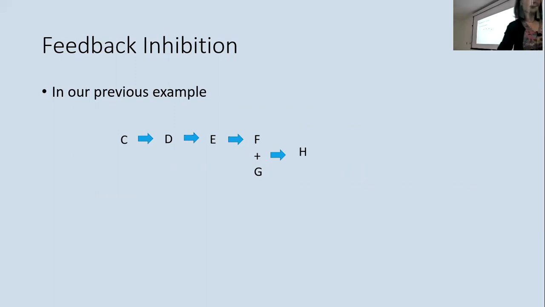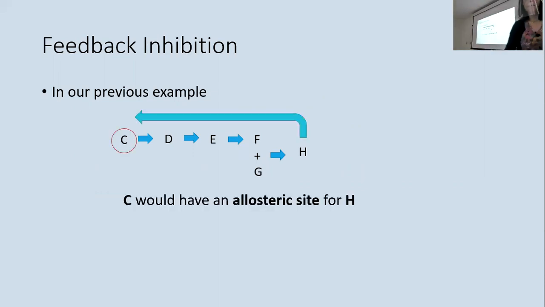So you get something that looks like this. We have this long chain that we made. If we want H, we don't need infinite H. At some point, we'll have enough of this little molecule that it'll start bopping back into this first enzyme up here. It'll be an allosteric inhibitor. It's going to stop this enzyme, which means we never get to the next step and the rest of the pathway never happens. So C's enzyme might have an allosteric site for H.